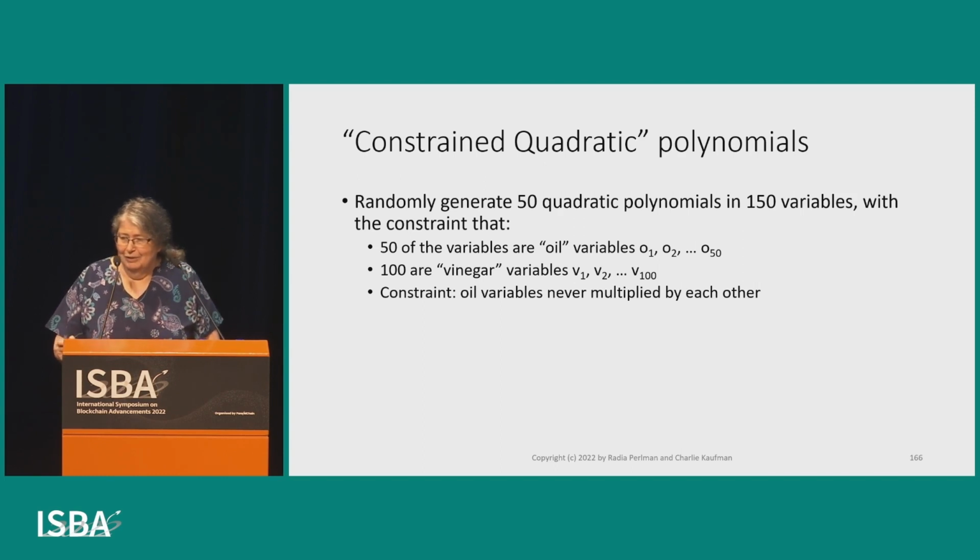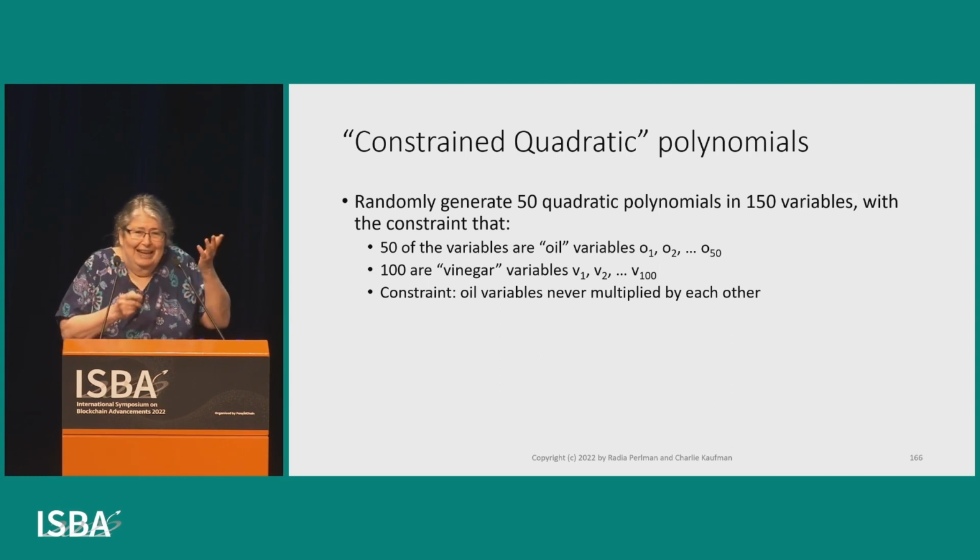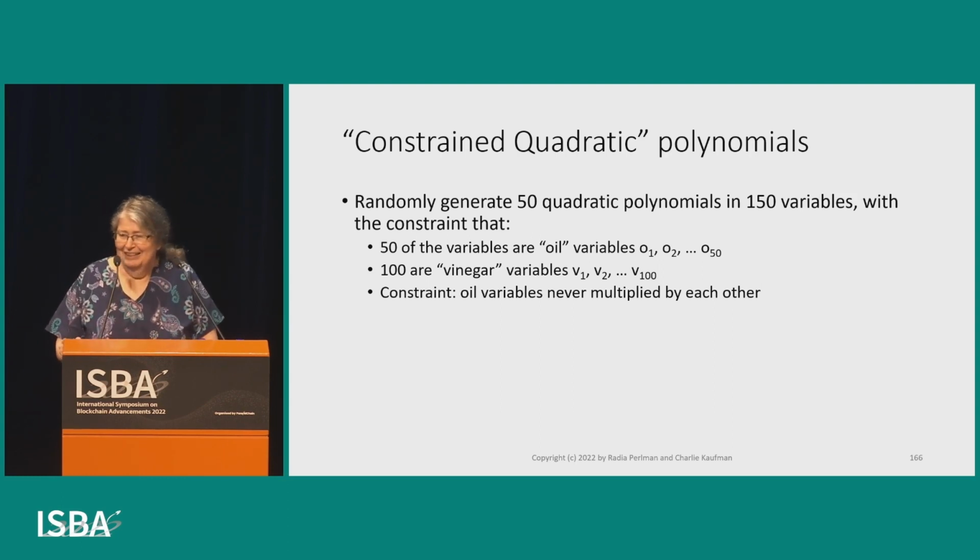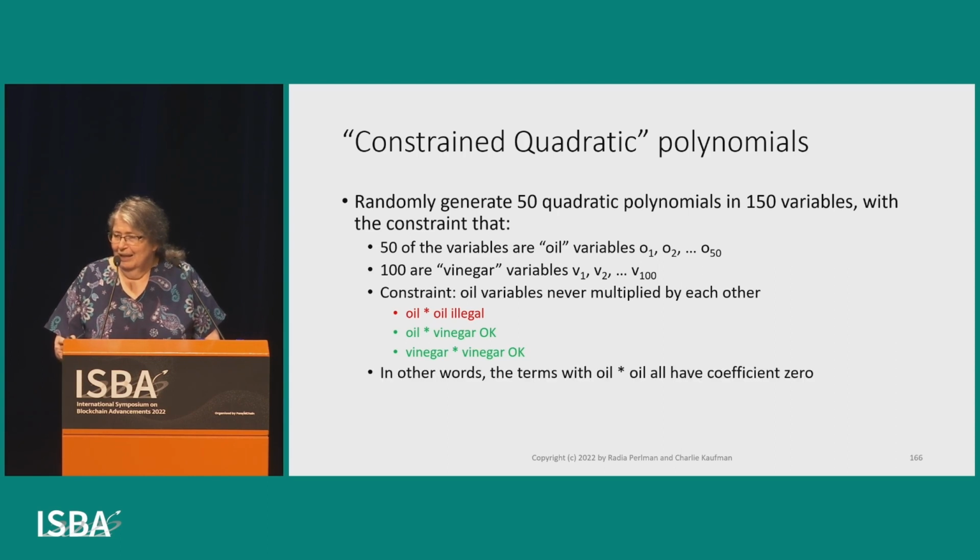These guys clearly never cooked, because I don't know why vinegars can mix with each other, oils can't mix with each other, but whatever. It's a very clever scheme, but I wouldn't trust them in a kitchen. So oil times oil is illegal. Oil times vinegar is okay, and vinegar times vinegar is okay. So the terms that have an oil times an oil all have coefficients 0.